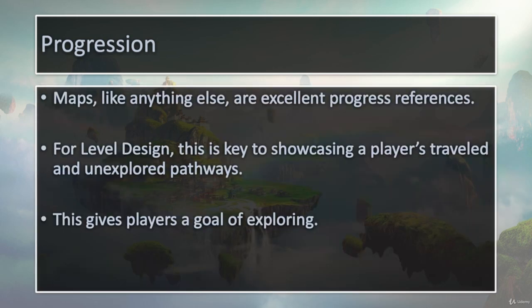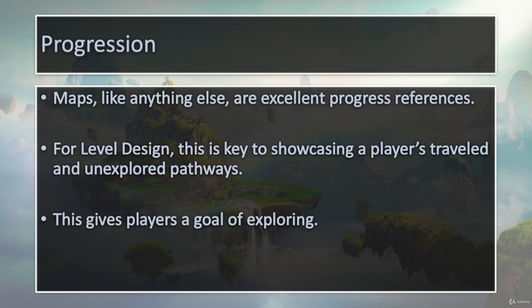And to top it all off in terms of progression, maps, like anything else, are great for progress references. For level design specifically, this is a key to showcasing a player's traveled and unexplored pathways. So for example, let's say there's a large map and everywhere the player has walked is marked in green, and everywhere the player hasn't is in red. So this gives a player a goal of exploring all the red areas that he has not achieved yet. Or in general, not just green and red, just using different types of pathways in order to showcase what the player has and has not explored yet through colors on a map.